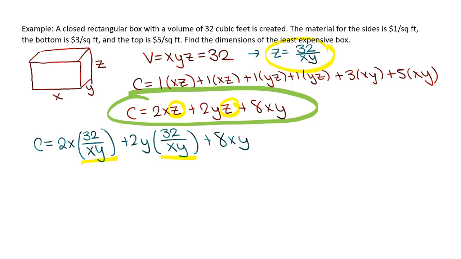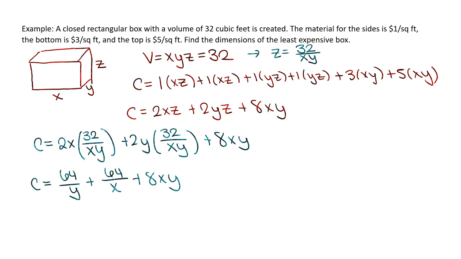Okay, so plugging that z value in and simplifying. So the first term, I canceled out x's. I got 64 over y. Second term, I canceled out y's. I got 64 over x. And then the last term is just 8xy.